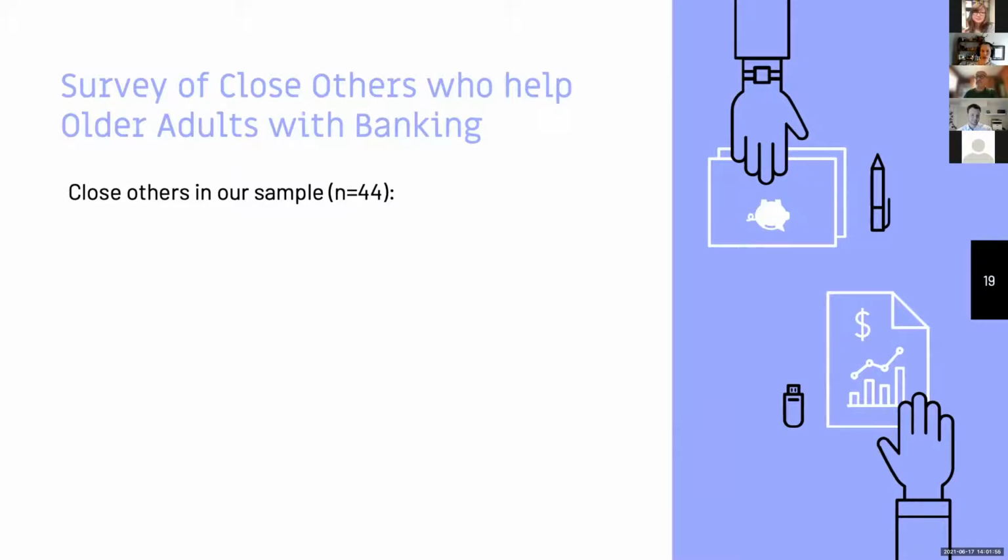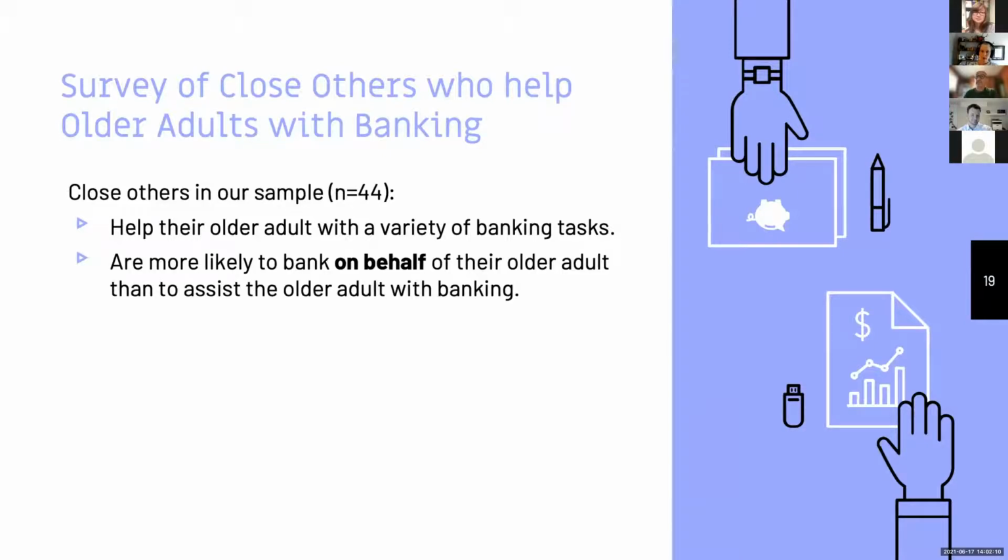So we're surveying close others who help older adults with banking, and we got responses from 44 people. They helped older adults with a wide variety of banking tasks, like transferring money, paying bills, all these types of things. What we found was that they were much more likely to do that on behalf. So they're actually going in and doing it completely on behalf of the older adult, rather than sitting with the older adult and assisting them to complete the task. There was a little bit of that, but it was much more just, I'm doing it for them.